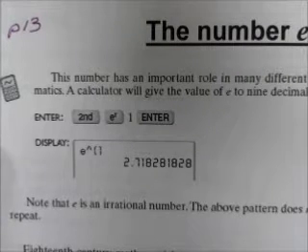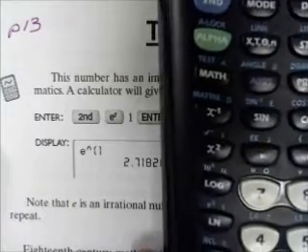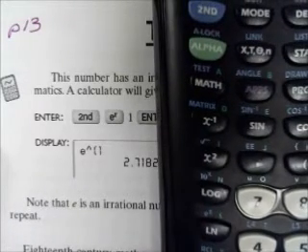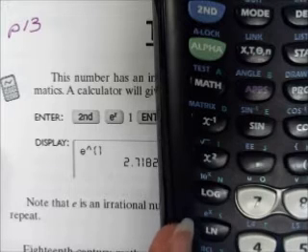The number e. This number has an important role in many different branches of mathematics. A calculator will give you the value of e to 9 decimal places. Now, where do we find e on the calculator? On the left-hand side, the LN button, just above it in blue, is e to the x.